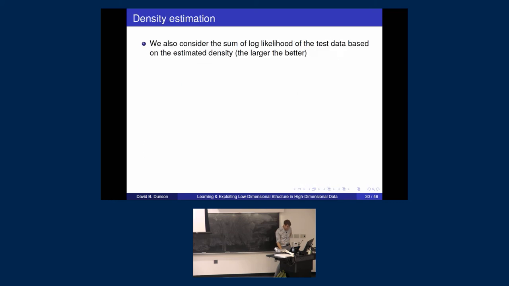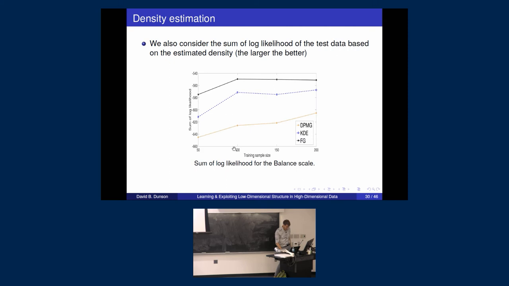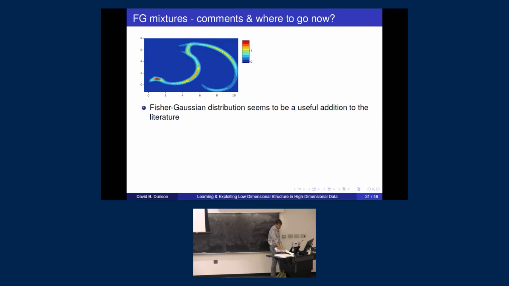So we also looked at density estimation, out of sample, the sum of the log likelihood of the test data. And here's what we got, for example, for the balanced scale data, against training sample size. So we did really a lot better. I mean, the log likelihood minus 620 versus minus 575 or something. So it seems quite useful. I'm quite excited about this Fisher-Gaussian distribution. I think it might be quite useful in kernel settings.